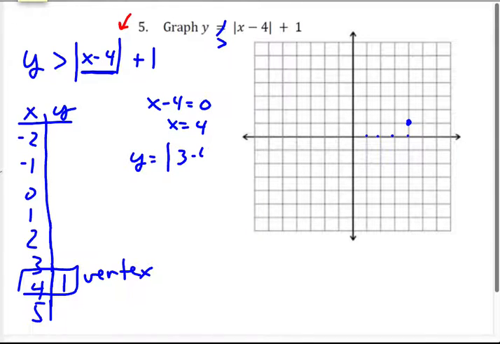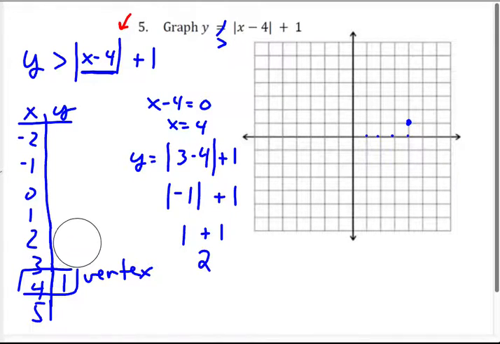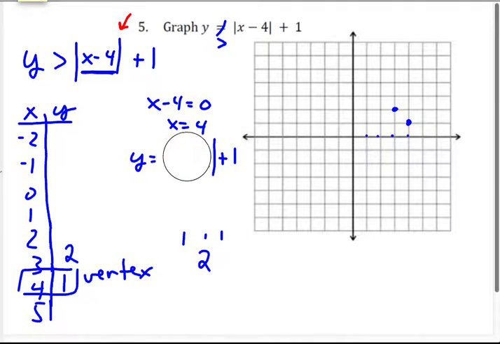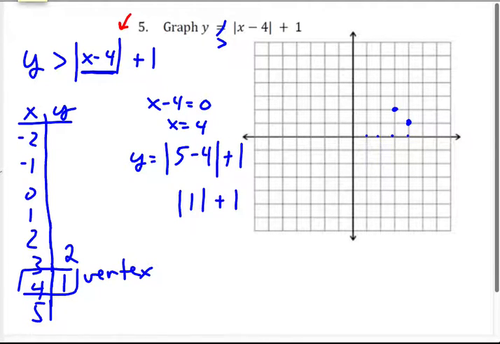Absolute value of 3 minus 4 plus 1. That's the absolute value of -1 plus 1. Absolute value of -1 is 1 plus 1, and that's 2. So when I plug in 3 for x, I get 2. So over 3 and up 2. Now let's plug in 5. Make sure we're going up on the other side here. Absolute value of 5 for the x now, minus 4, plus 1. Absolute value 1 plus 1. Well, it's 1 plus 1, and once again, that's just 2.